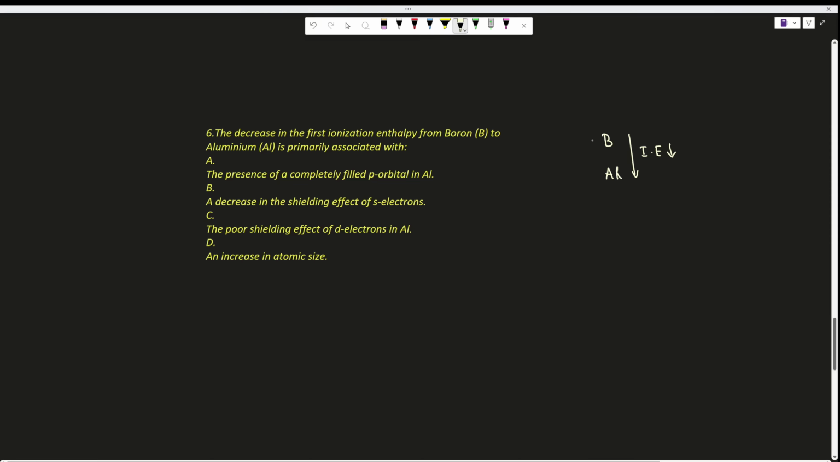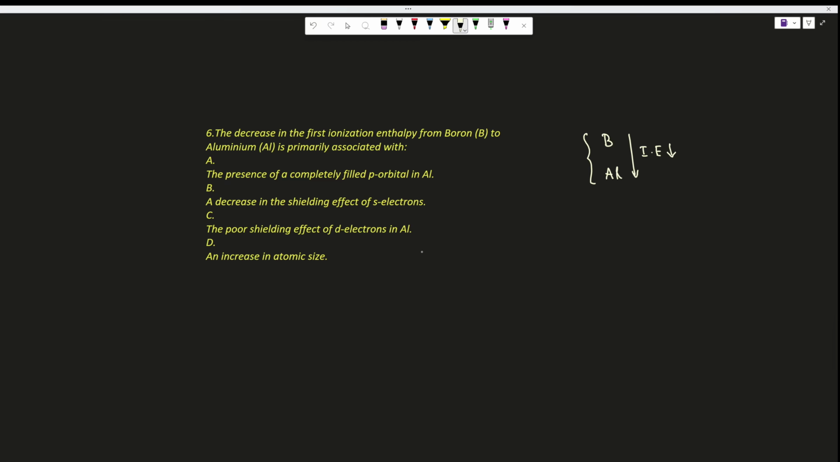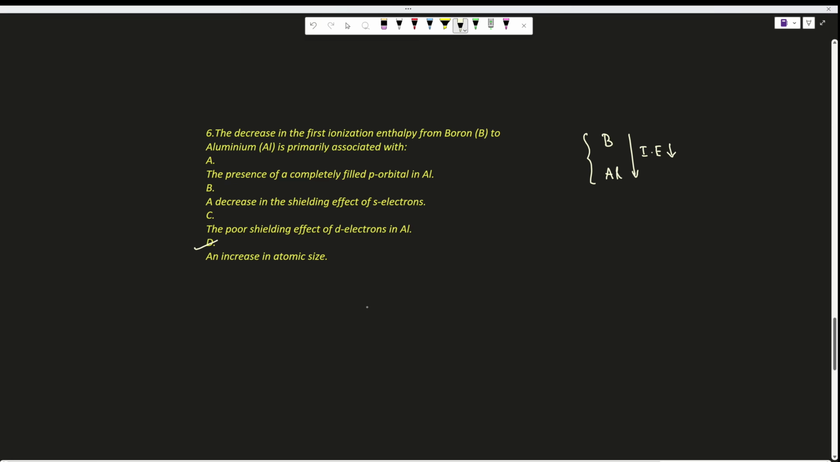So here, when you have boron and aluminium, you don't have any concept of d orbitals, poor shielding, nothing, right? It is the normal reason, that is size reason. That means as you move down the group, atomic size will increase. So ionization energy will decrease. So it is due to an increase in atomic size.